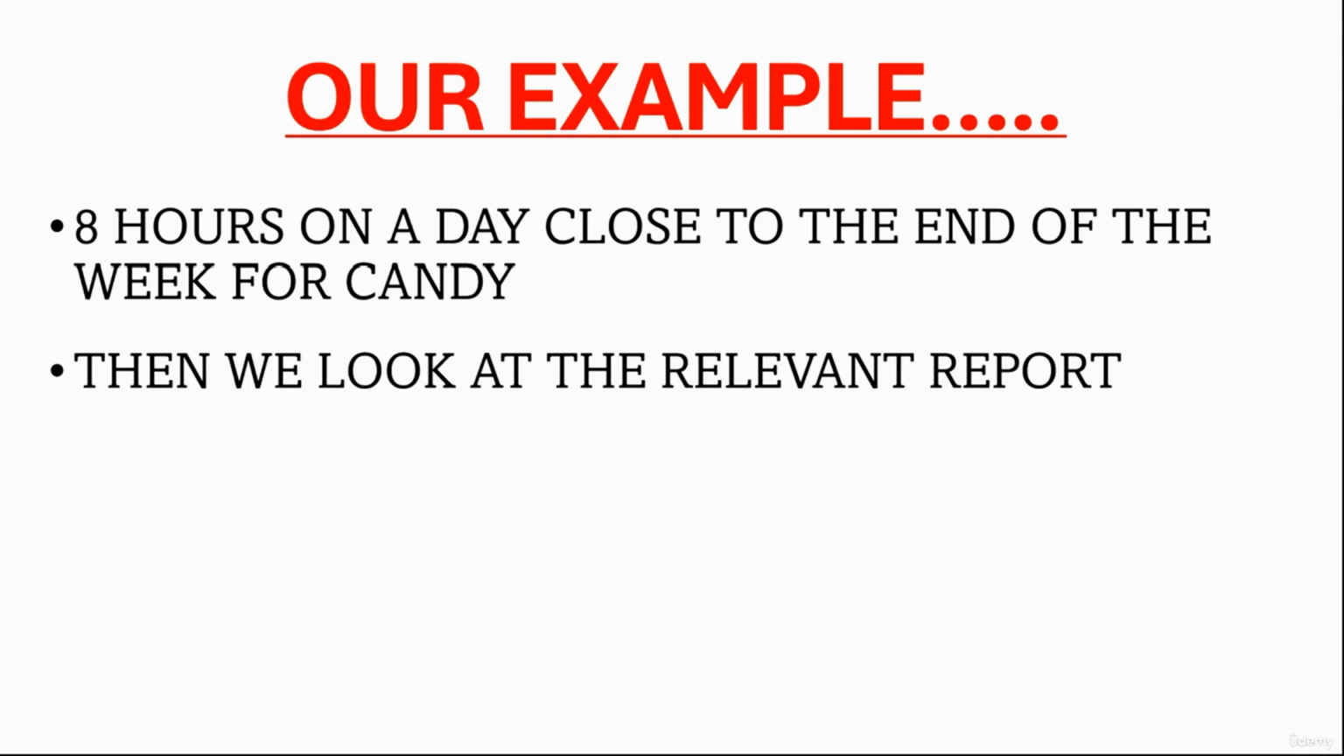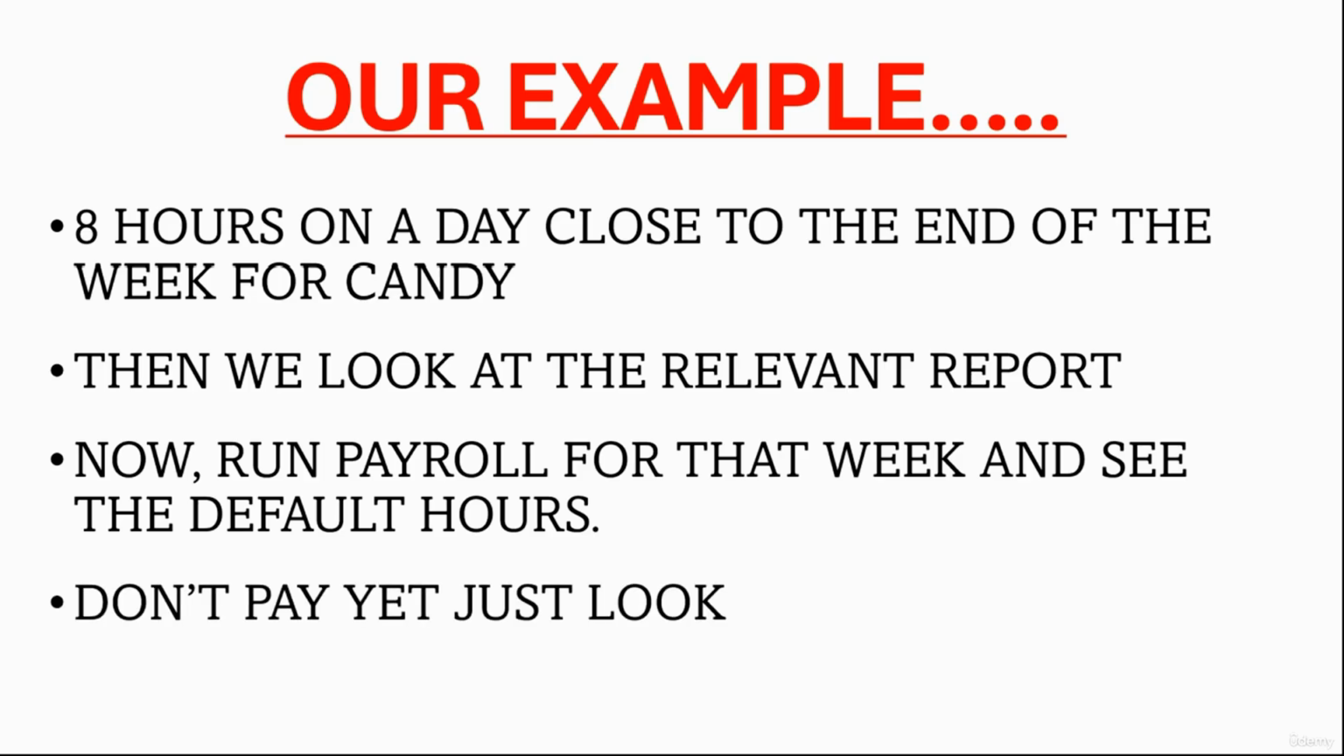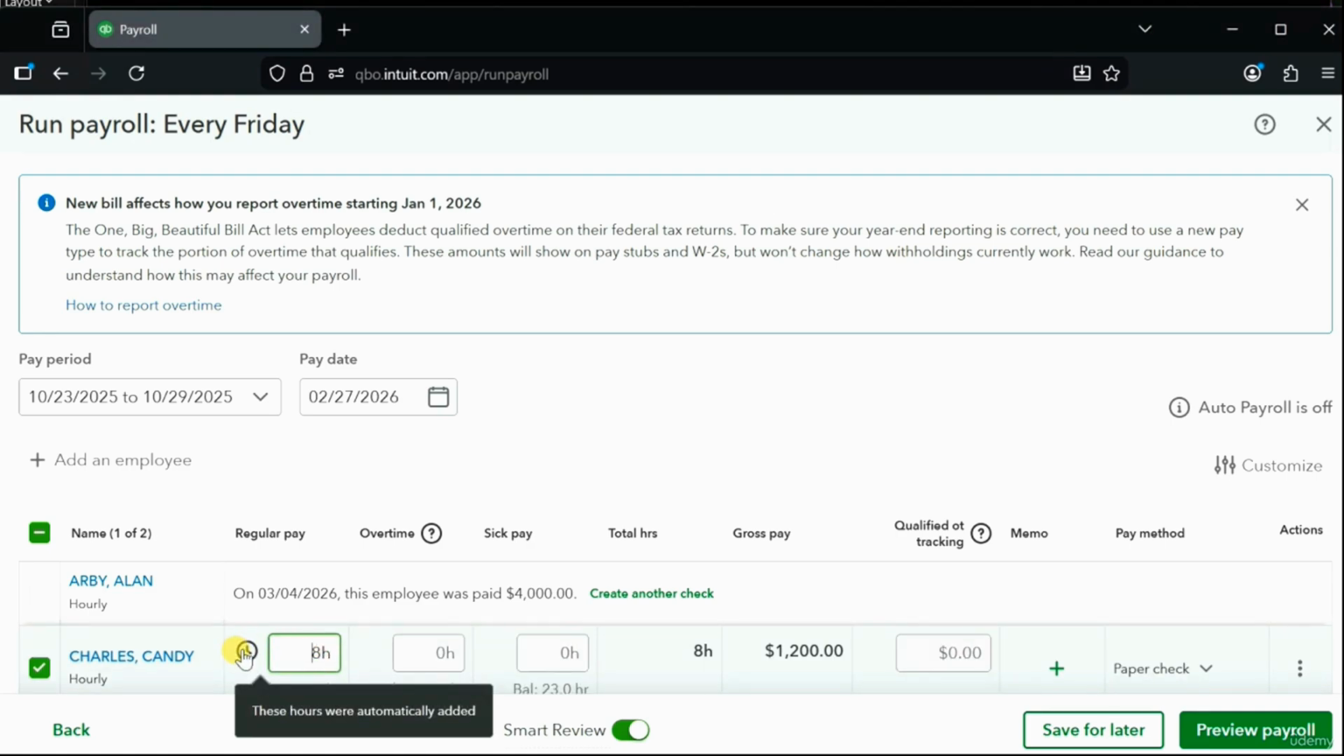And now lastly, to prove the point, we will run the payroll for that week and see the default hours have changed. They're no longer 40 hours for Candy. They're the hours for any time activity during that period. We won't pay them. We'll just run the payroll and take a look. So now you see when you go back to the payroll for that same week where we made one time slip for 8 hours for Candy, you can see the hours that came up were 8 hours. And don't worry, you could always change it regardless.